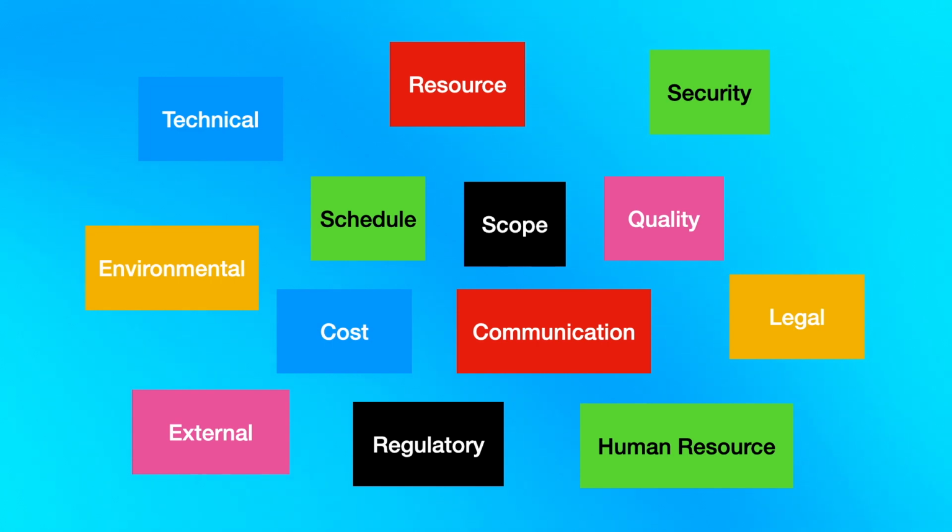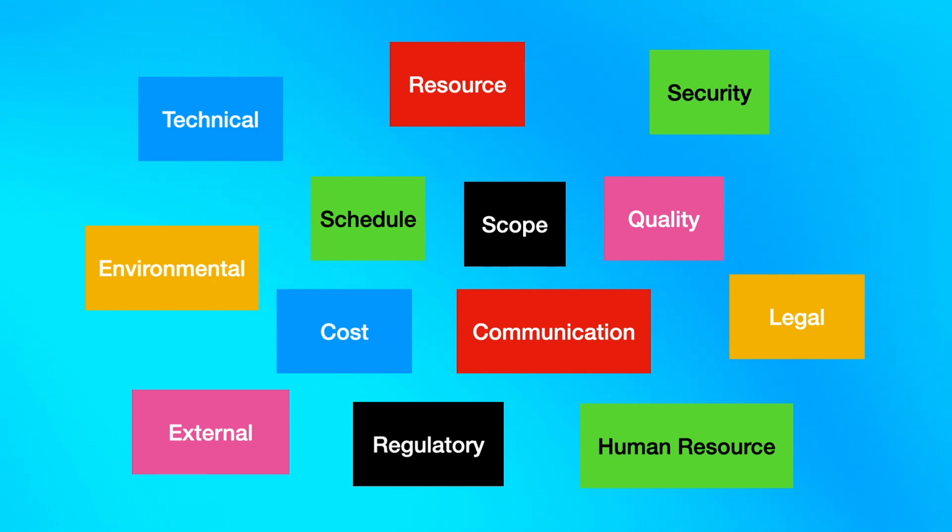Project risks can be categorized into various types based on different criteria. Here are some common types of project risks. Technical risks. Risks associated with the use of technology, including software, hardware, and other technical components. Schedule risks. Risks related to project timelines and schedules. Cost risks. Risks associated with budgeting and financial aspects of the project. Resource risks. Risks related to the availability and allocation of resources, such as manpower, equipment, and materials.